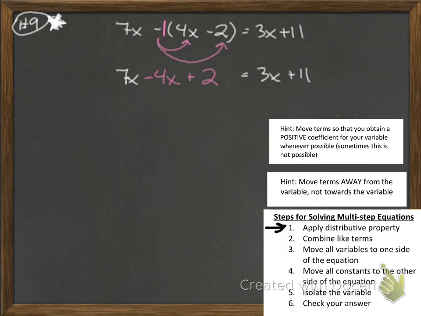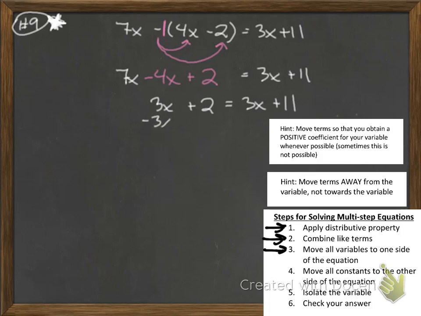So every term in those parentheses, not just the first term, is going to change its sign. All right, let's combine our like terms. So 7x minus 4x is 3x. So we get 3x plus 2 equals 3x plus 11. Okay, that's interesting. So now we're going to move all of our variables to one side of the equation.